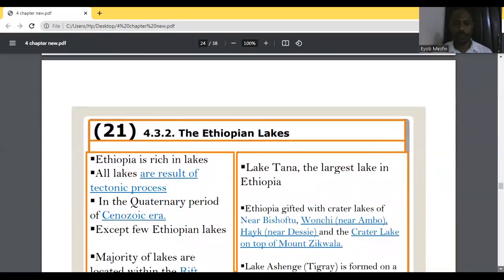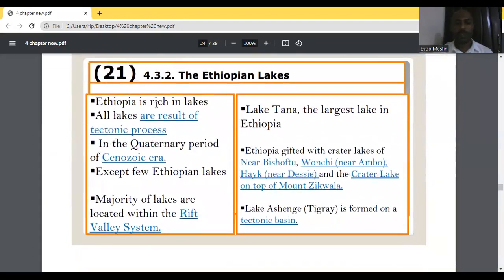We do have different lakes. We talked before about the Rift Valley lakes. All of those lakes are results of the tectonic process within the Quaternary period, especially within the Cenozoic era. Even though the formation of most of the Rift Valley lakes took place in the Tertiary period, the water filled in the Quaternary period. This is one of the exceptional characteristics of the Rift Valley lakes.